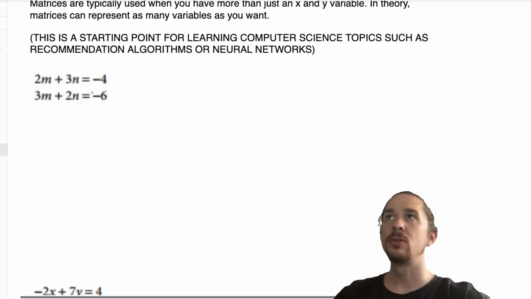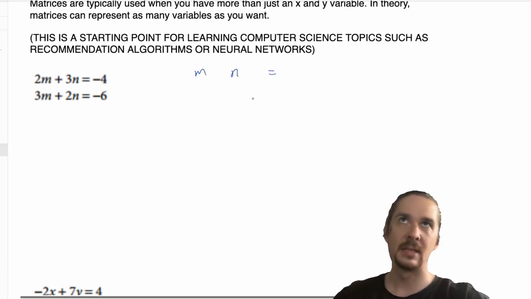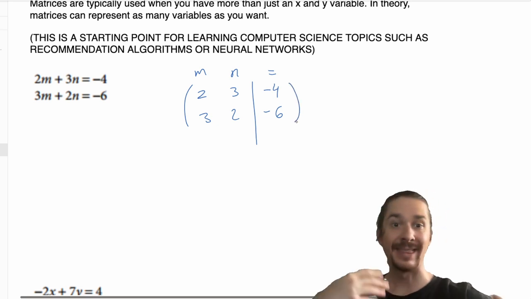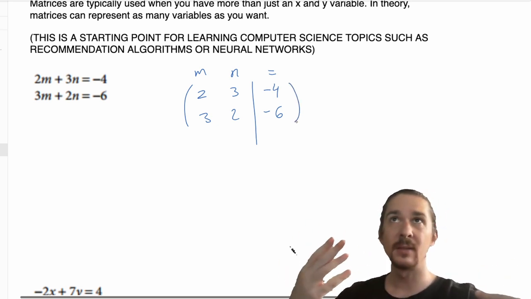What we're going to do is write these out like this. We have our m variable, our n variable, and our thing that it's equal to. So we've got two m's, three n's, and that's equal to -4. We'll divide that with a line like that, 3 m's and 2 n's, and that's equal to -6. So I treat these rows like how I was treating equations, and I can add and subtract them.